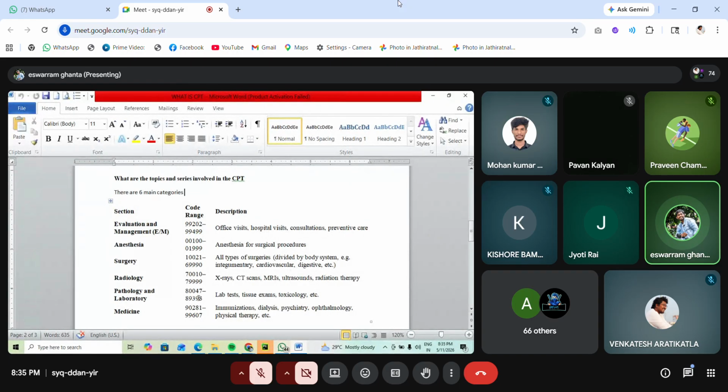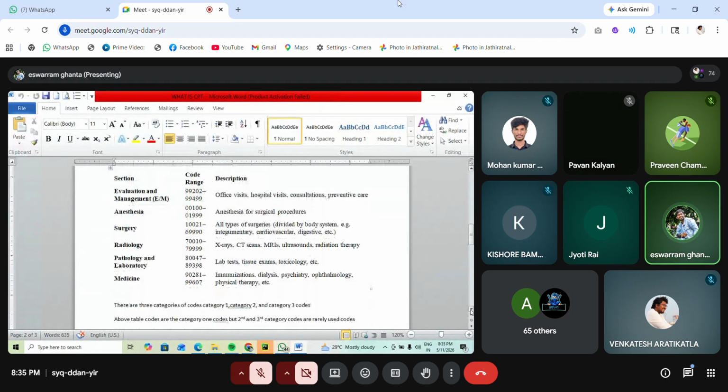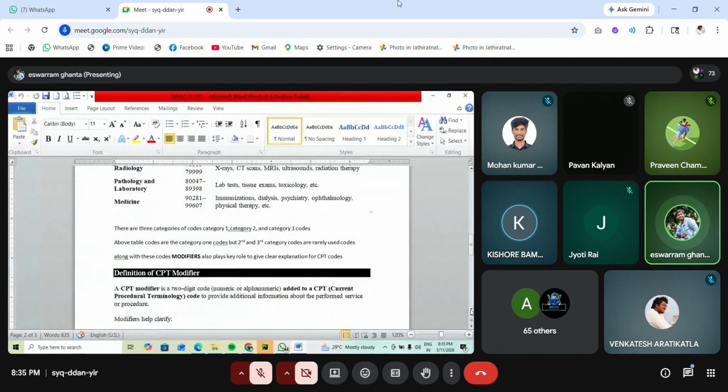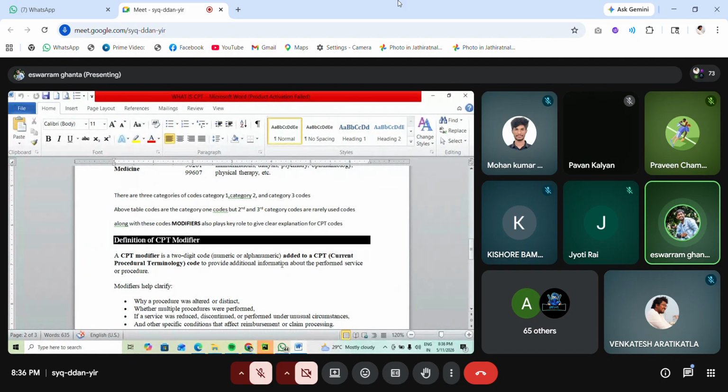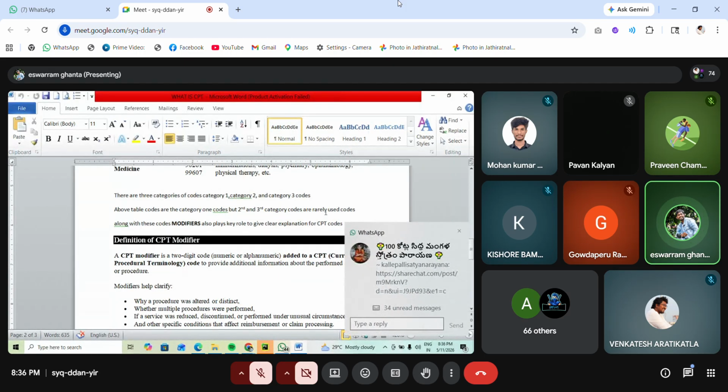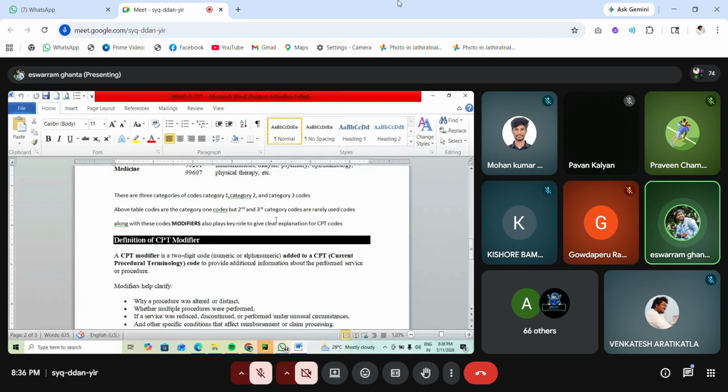Can I move on to another CPT topic? Okay, I'll tell you this also, as it is one of the questions. How many category codes are there? There are 3 category codes: category 1, category 2, and category 3 codes. We are following category 1 codes only. Category 2 and category 3 codes we are not using. So how many CPT categories are there? Your answer is 3 category codes.